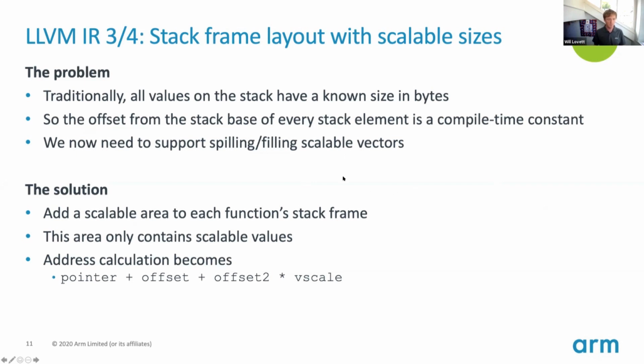So we've added a scalable area to the stack frame for a function, and this only contains scalable values, and so you can write code that performs this calculation here, where you take a pointer, be it a frame pointer or whatever, and add some known offset, and then also add a second offset multiplied by vscale, and that will give you the address of a value on your stack.